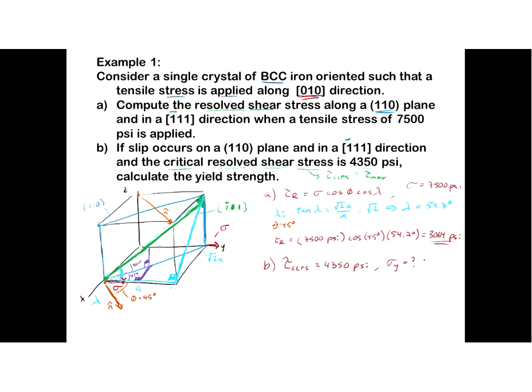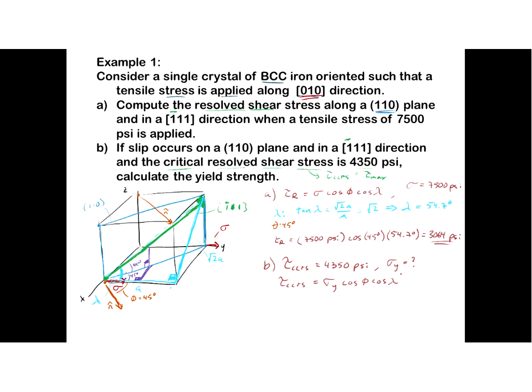And we can pretty much use our maximum. We can use the fact that tau_CRSS is equal to the yield strength, sigma sub y, times the cosine of phi times the cosine of lambda. Now phi and lambda in this case are still the same angles. They're not 45 and 45. I want to clear that up. That might have been confusing from what we were saying a moment ago.